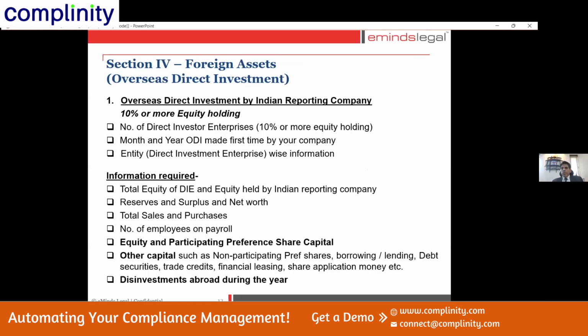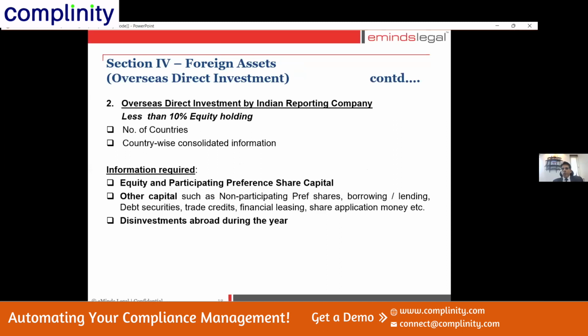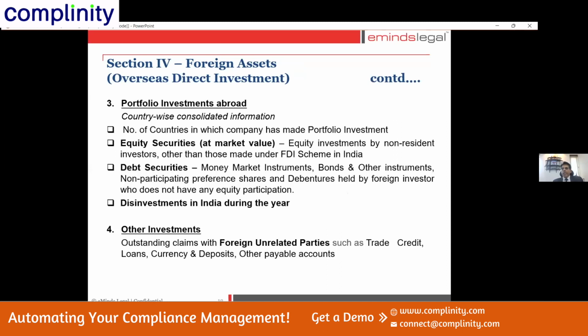But it is very important to note that we will still have to mention if we have any other outstanding liabilities, we'll have to mention in point number 4 of section 3 also. While we have ODI, we might have our liabilities to the overseas parties also. Point number 4 of section 4 talks about outstanding claims. In case we have outstanding liabilities, we'll have to mention those in section 3, which generally people miss to enter.